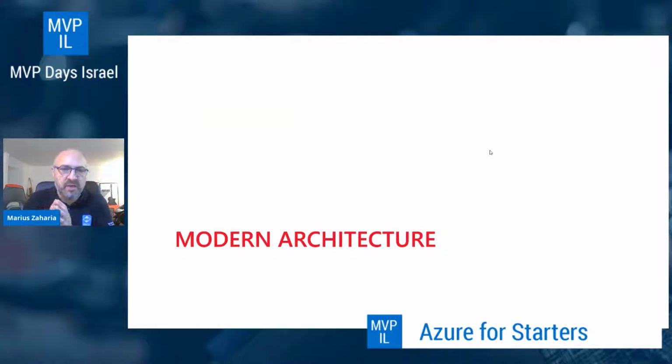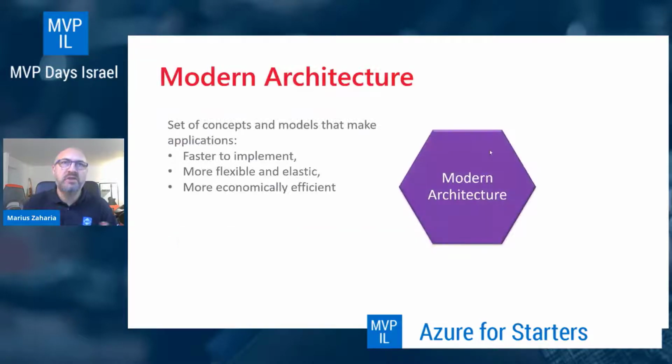So, as we see in the challenges we have, we take into the picture the modern architecture, which I try to define in a very simplified way. For me, the modern architecture is a set of concepts and models that make applications faster to implement, more flexible, more economically efficient. These concepts are essential for us, and they are the things that change a lot these days with the advent of the cloud.